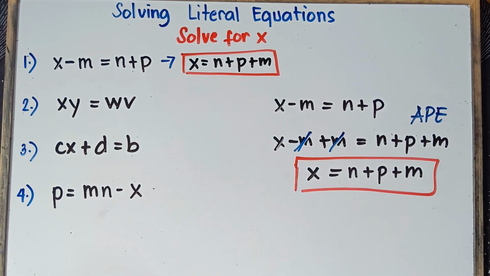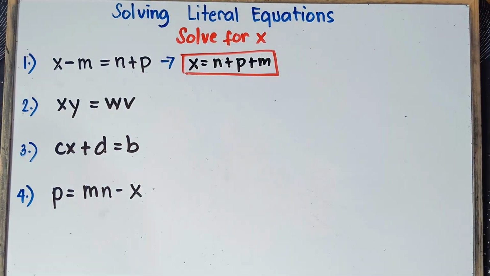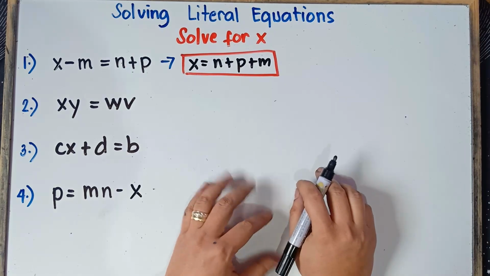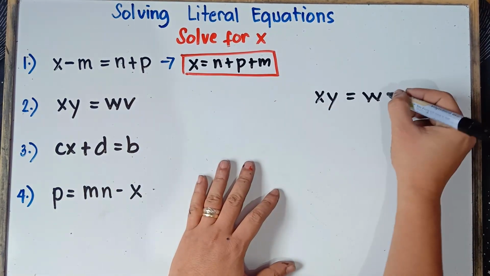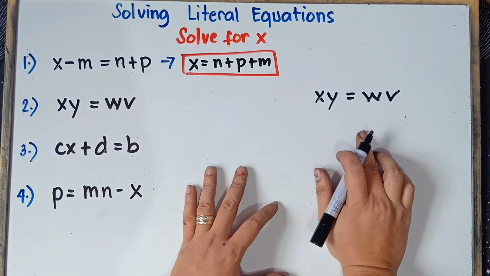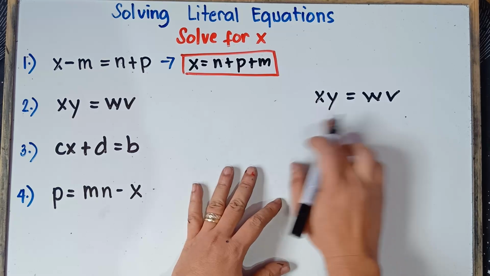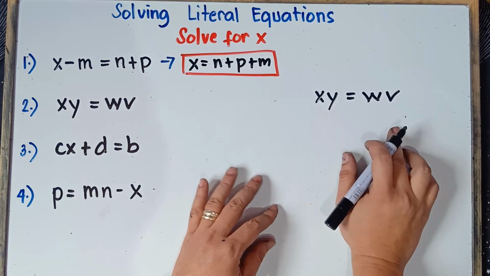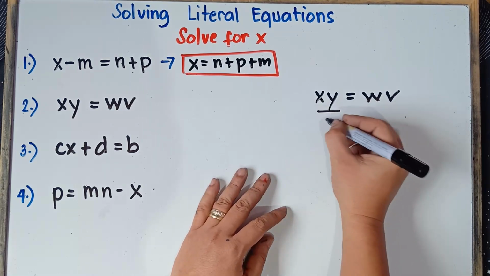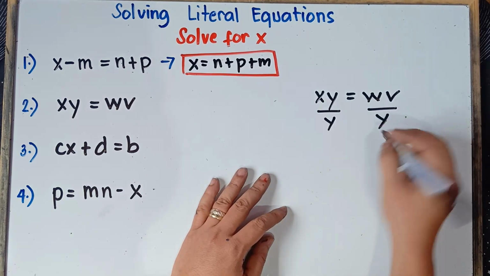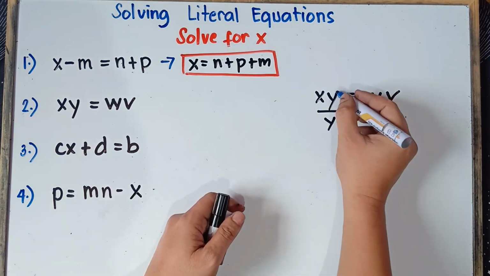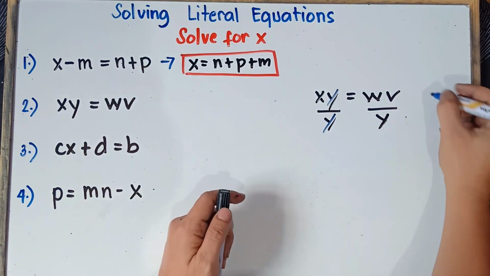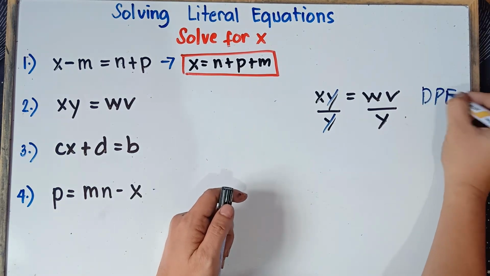So let's box our answer for number 1. Alright, let's proceed now to example number 2. Let me copy the equation. We have xy equals wv. So to solve for x, we can simply apply the division property of equality. We can simply divide both sides by y. Divide by y so that you can cancel this out, because y divided by y, we can simply cancel this out.